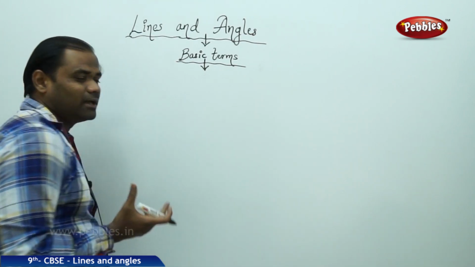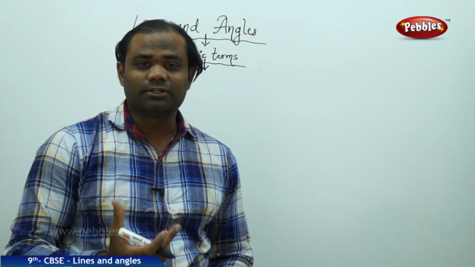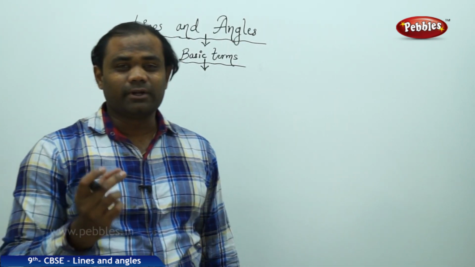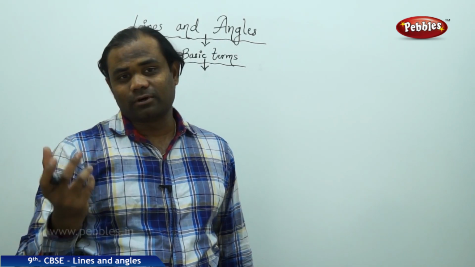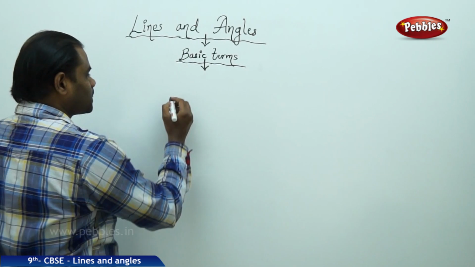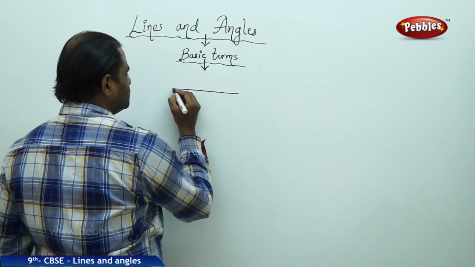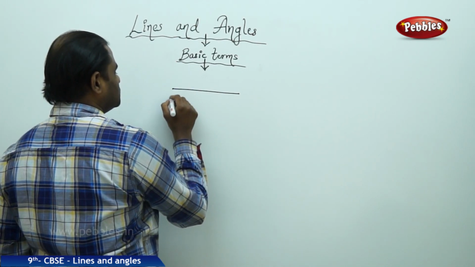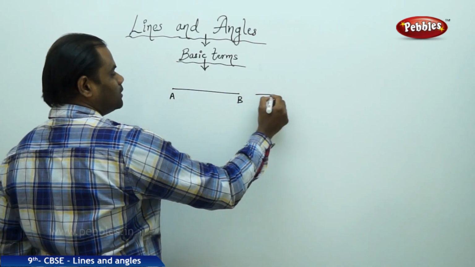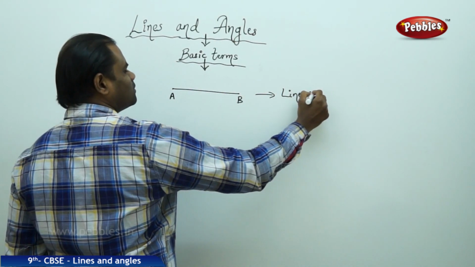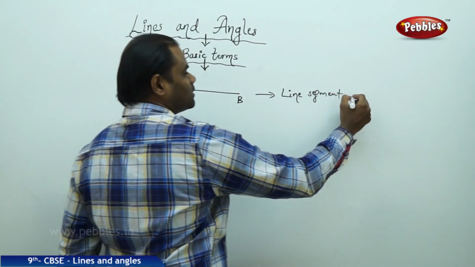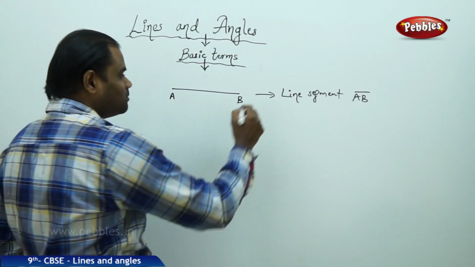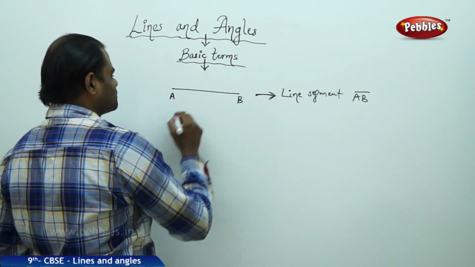Now as we are defining a line or an angle which is derived from a line, the source of an angle is a line. Therefore, it is very important that we understand the different forms of line representations. Say for example, I have a line which is this, with the endpoints A and B. Then this is called line segment AB. I call this line segment AB.